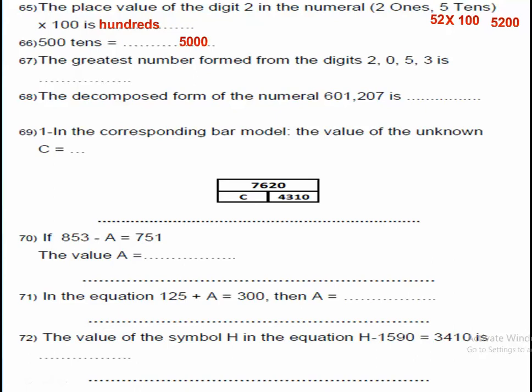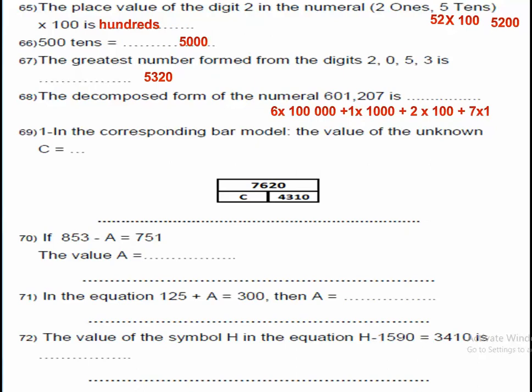The greatest number formed from the digits 2, 0, 5 and 3, we will arrange the numbers from biggest to smallest, from left to right. It will be 5,320. The decomposed form of the numeral 601,207, it will be 6 times 100,000 plus 1 times 1,000 plus 2 times 100 plus 7 times 1.